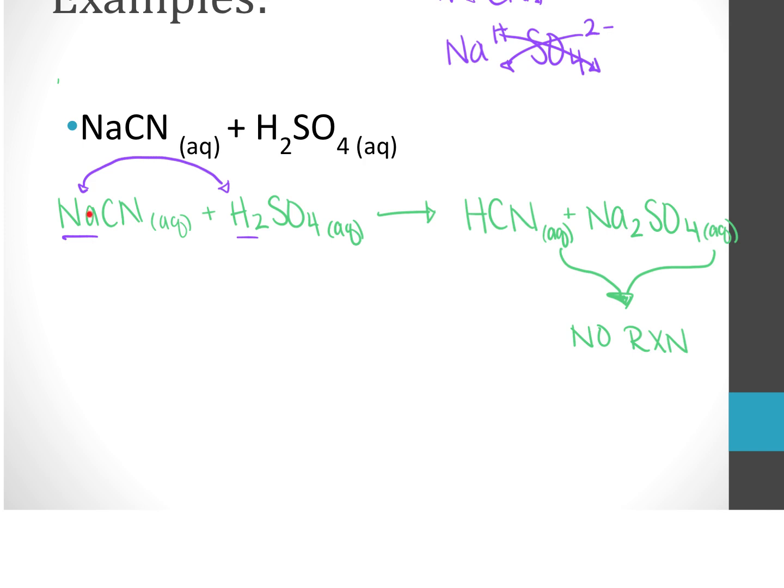So the first one, sodium cyanide, is aqueous. That means in solution, it just breaks off into sodium ion and cyanide ion. And then again, H2SO4 is aqueous, so it's going to break off into hydrogen ion plus sulfate ion. And on the right side of the equation, we have HCN, which is aqueous, so it's going to break off into hydrogen ion plus cyanide ion. And sodium sulfate is aqueous, so we're going to get sodium ion and sulfate ion.